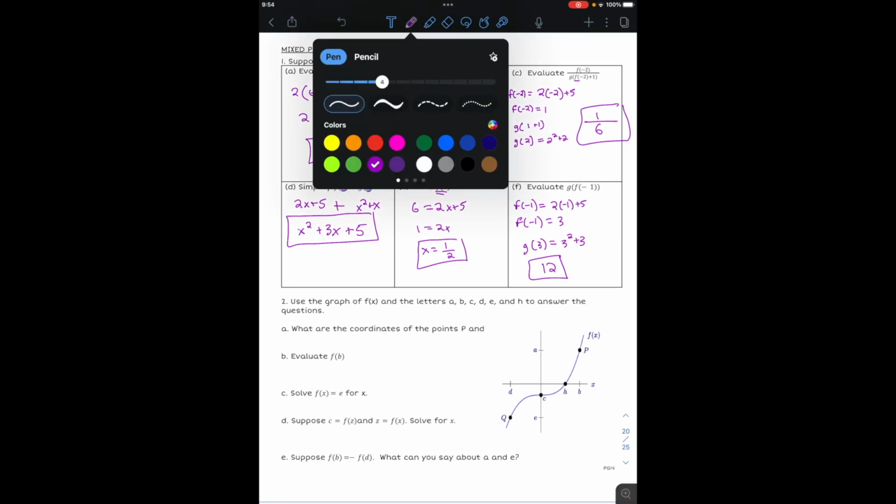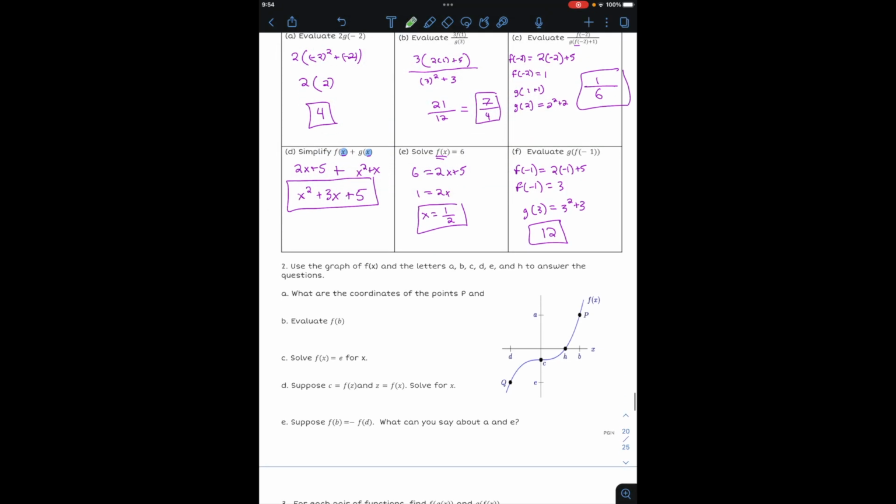All right, moving on down, we have a graph of a function f of x with letters a, b, c, d, e, and h. And we're going to try to answer the following questions. So coordinates of point P and point Q. If we look at P here, B is our x, A is our y. So P has coordinates B, comma A.